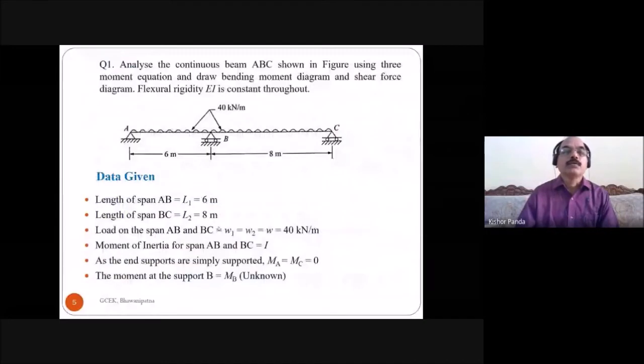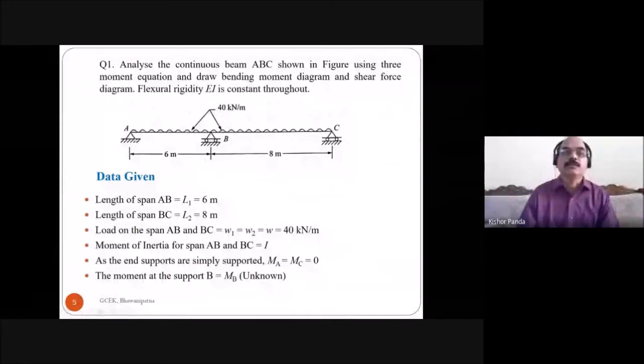Then coming to one example: analyze the continuous beam ABC shown in the figure using the three moment equation and draw the bending moment diagram and the shear force diagram. Flexural rigidity EI is constant throughout. So here, the section is constant, EI is constant. So the moment of inertia of span AB is equal to that of span BC. This is your given constant.